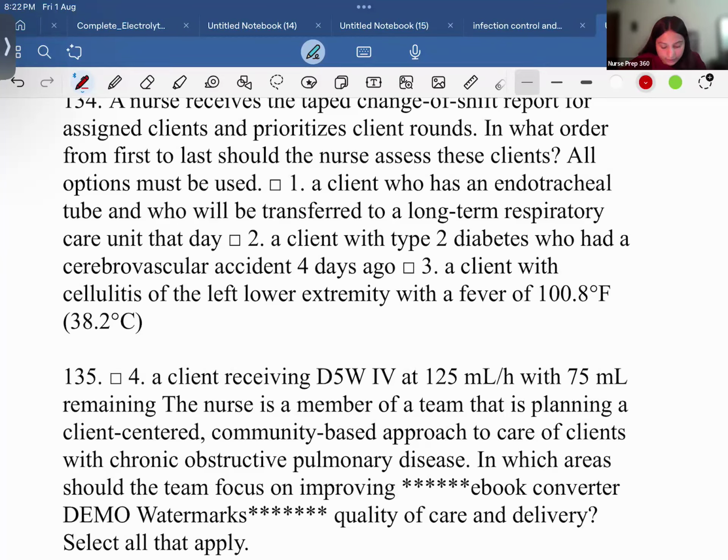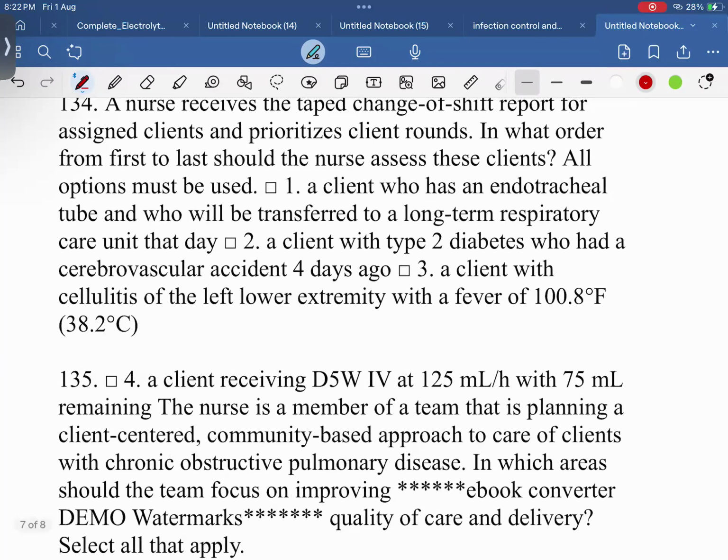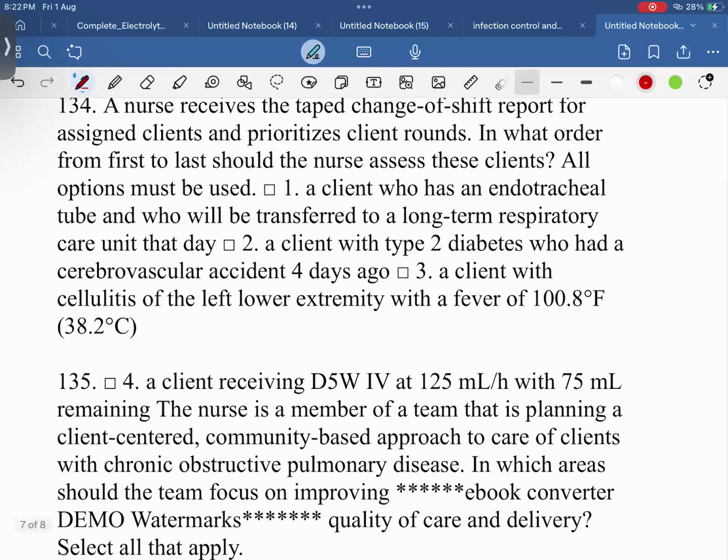How did I calculate this? 125 per hour means 125 ml in 60 minutes. So 1 minute will be 125 divided by 60, and 75 ml is remaining. So you calculate for 1 ml, then multiply with 75 and you will get the time. So approximately 30 minutes is remaining.